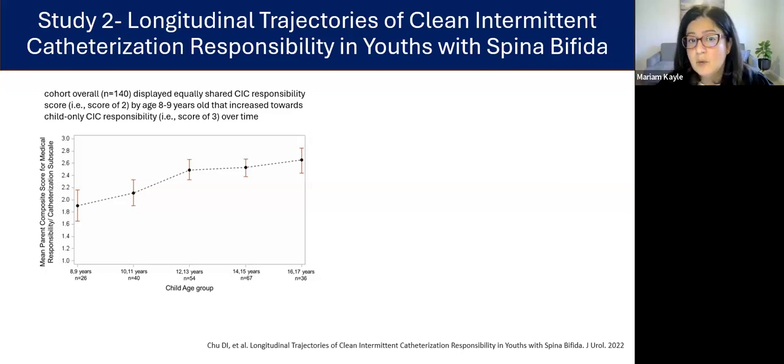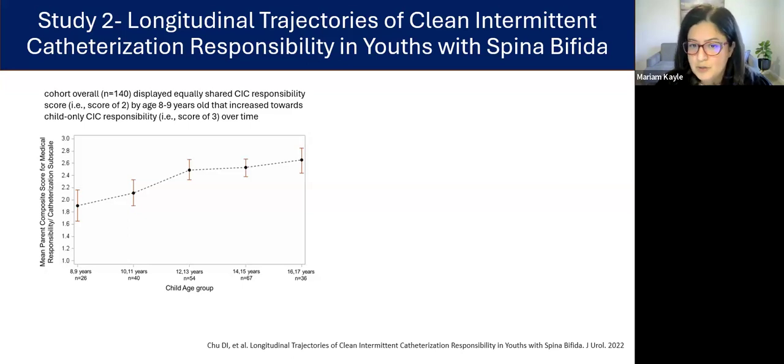And again, the question became, is everybody on the same trajectory, or are there different trajectories based on, for example, the type of lesion that the child has, the stress level in the family, as reported by some of the psychological measures and the observational measures that were collected in the study, or did everybody follow the same trajectory?